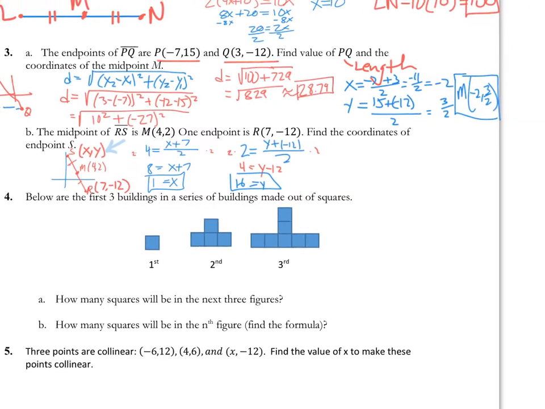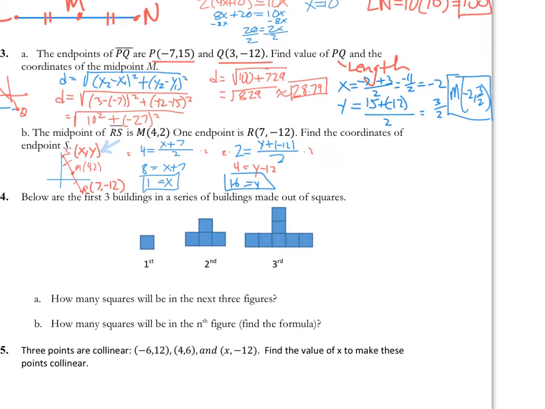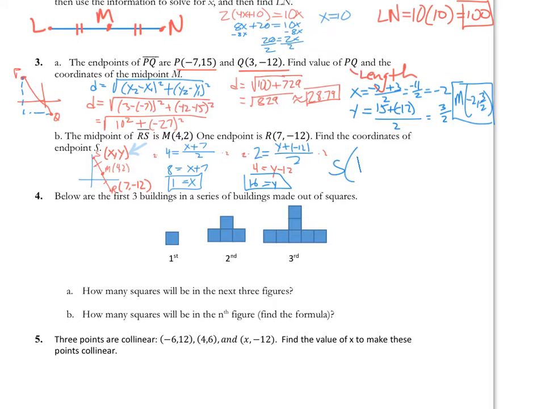Okay, so the final answer is that S is at 1, 16. That's the answer right there. Okay? The midpoint is the average. That's the key. Remember, the midpoint is the average of the coordinates.